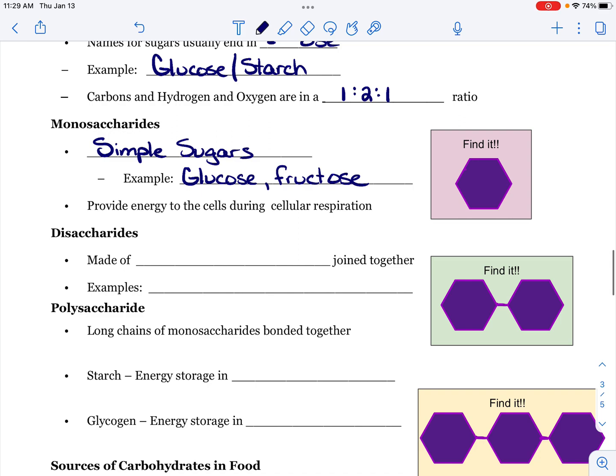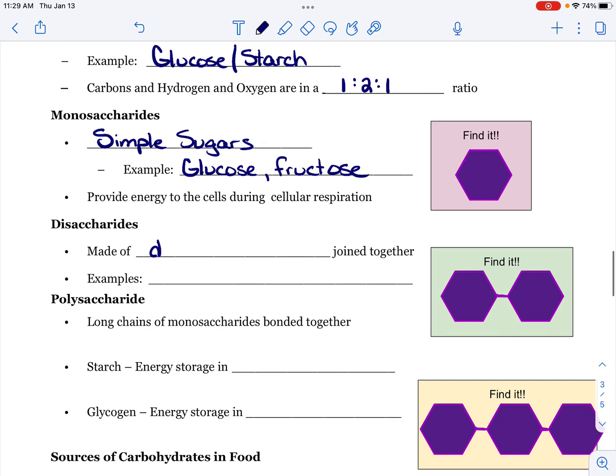Now, when we put disaccharides in here, those are going to be two monosaccharides that are together. So it's made of double sugars. And you can see that in my picture off to the right.